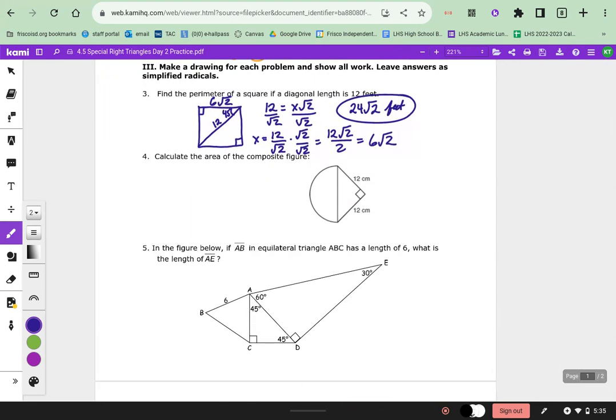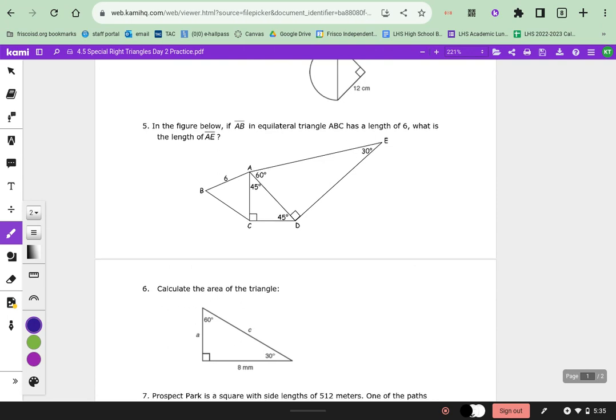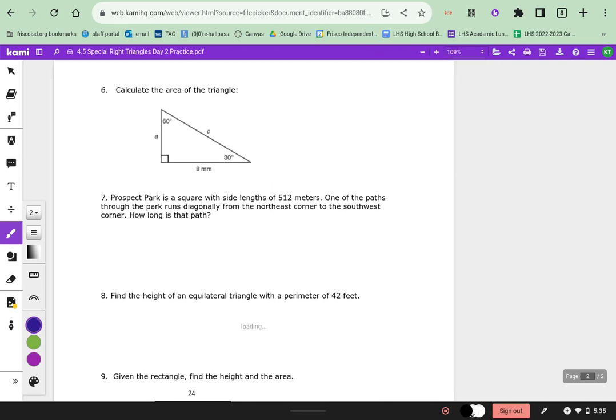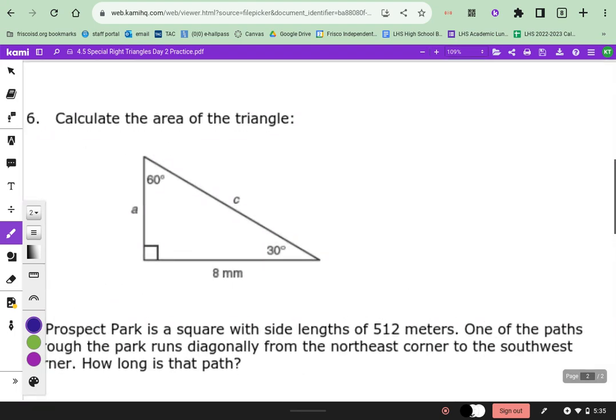Okay, let me pick another one for us to do. Let's see here. Let's do this one, calculating the area of the triangle.